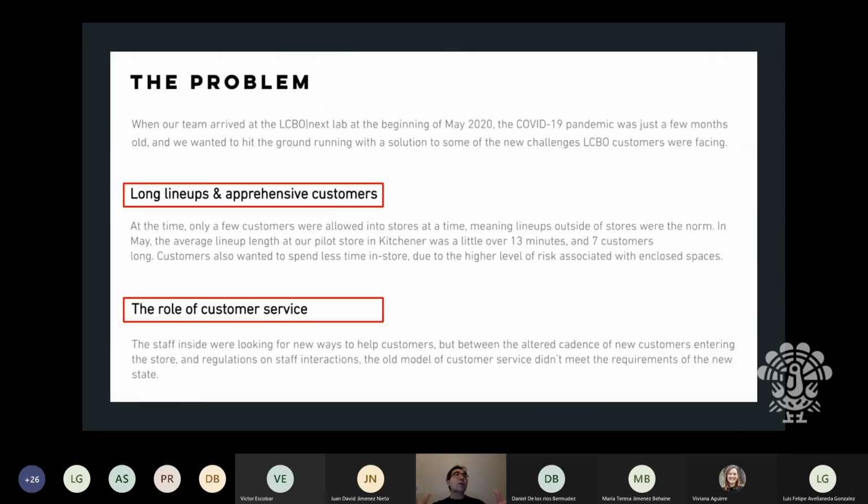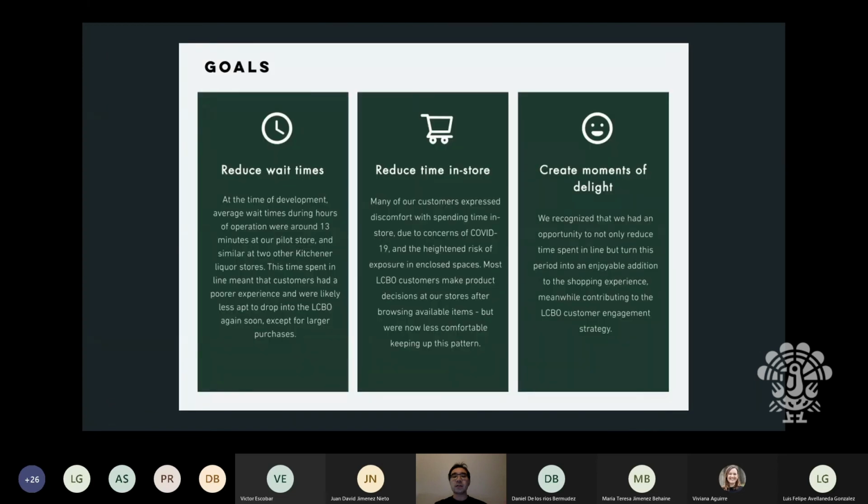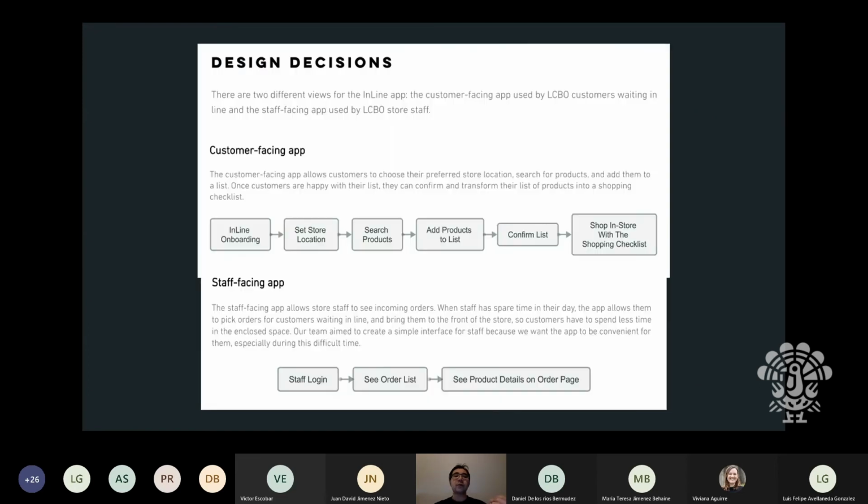We said, you know what? Why don't we build an app that shows them what's inside the store before they're inside the store, so that we can basically help with customer service. And when they are inside, maybe they don't have to ask the staff any questions. They know exactly what they want. They know it's in stock. They just have to go pick it up and go check out. And that way there's less breathing, less talking, less social interaction. It's healthier too. So we wanted the goals to be reduce wait time, reduce the time in the store, and create delight. We want to help our customers and make them feel good.